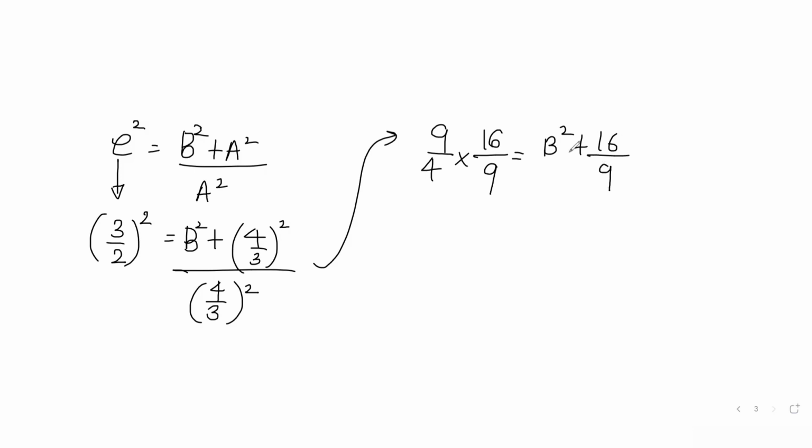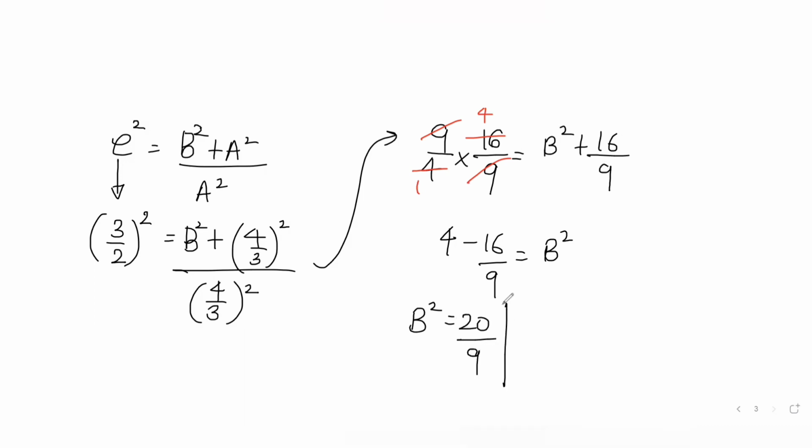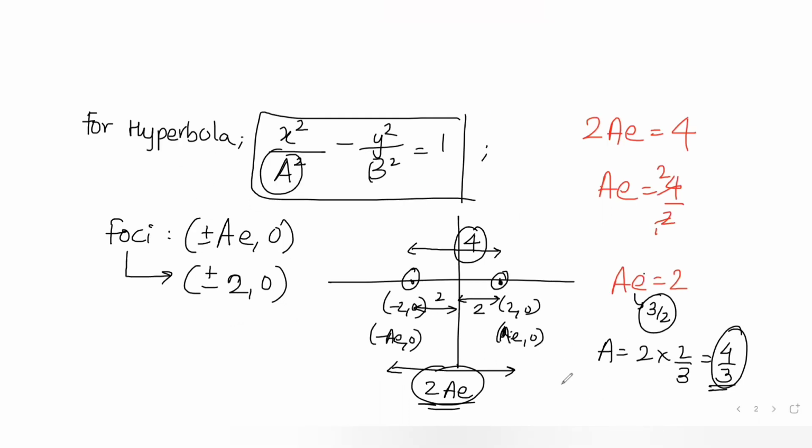So this gives you, this gets cancelled. This gives you 4 ones are 4, fours are... So from here you get B square turns out 4 minus 16 by 9. That gives you B square as 36 minus 16, which is 20 by 9. So from here you get B square also in terms of numbers, that is 20 by 9, and from here I get A as 4 by 3, so A square also turns out 16 by 9.